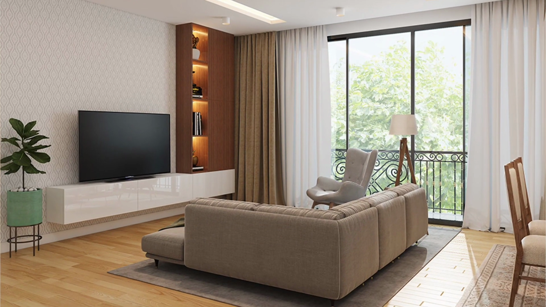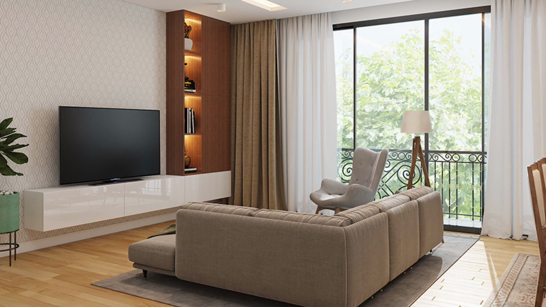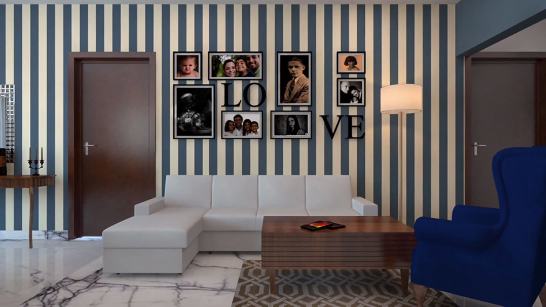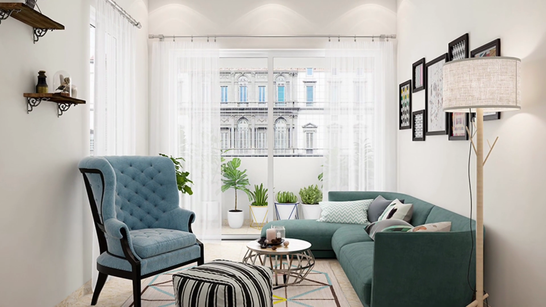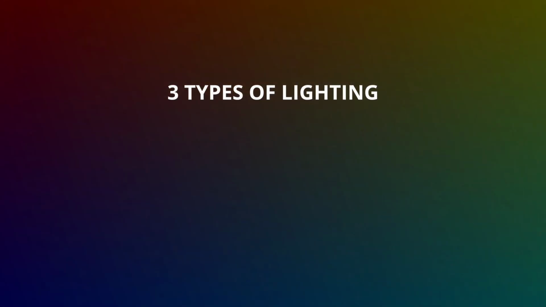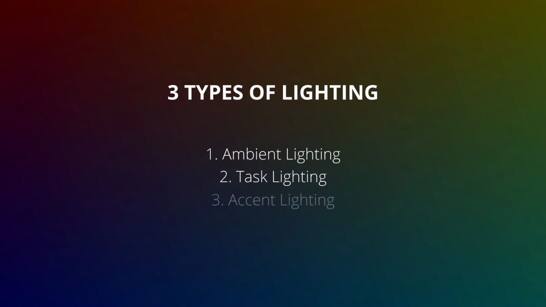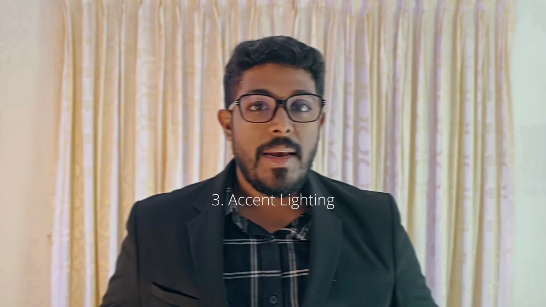Lighting can completely change the look and feel of a room. It's not just about visibility, it's about creating the right mood and atmosphere. Here are some key tips and tricks to help you master the art of lighting. First, let's talk about the different types of lighting. There are three main types of lighting: ambient lighting, task lighting, and accent lighting. Understanding this will help you layer your lighting effectively.